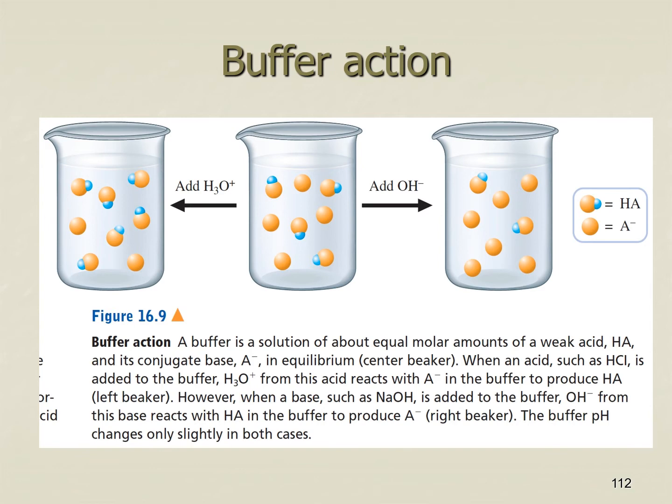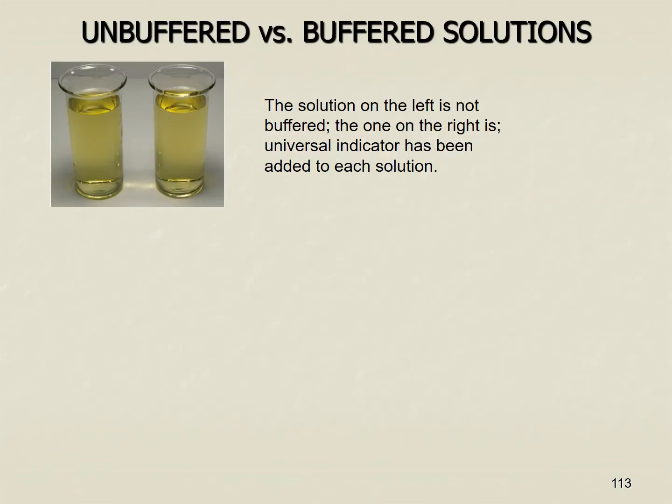If we add the OH negative, then we have a little bit more of the A negative compared to the HA, but yet the change is only slight in the number of each of those. Okay, so let's look at a little bit of a visual example.